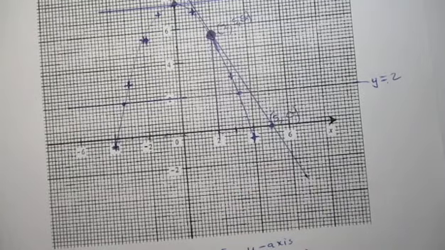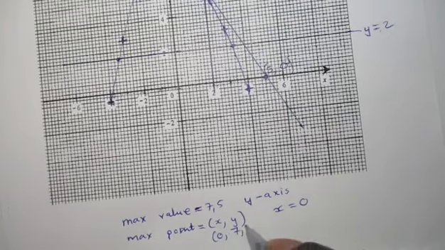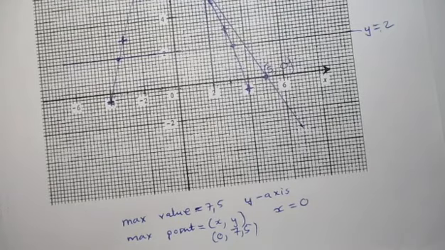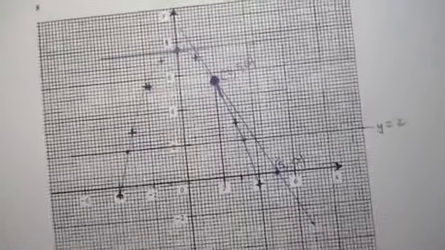So you write 0 and the y coordinate is 7,5. So the maximum point becomes (0; 7,5). I hope you are following. Right. Then another question that you can be asked is to find the area under the graph.